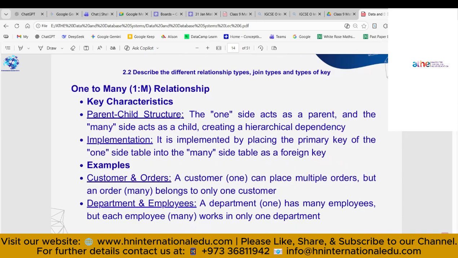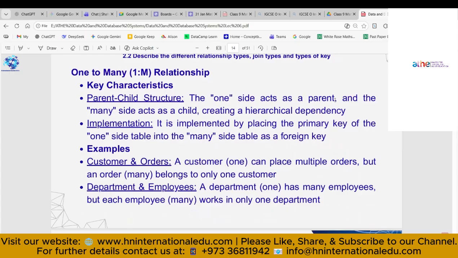Then it has a parent-child structure. The one side acts as a parent, like how one parent has many children, and then many children have one parent. It's a one-to-many relationship.